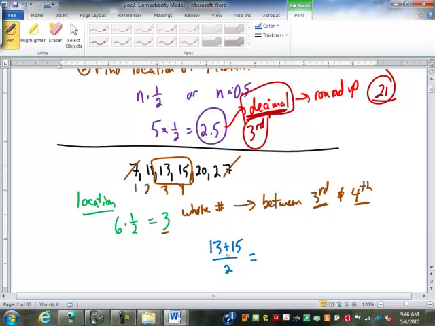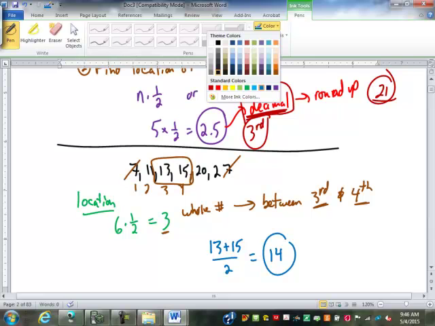Again, before you divide by 2, what do you make sure you do? You hit the equals key. Then you divide by 2. That's going to give you 14. Otherwise, if you just do 13 plus 15 divided by 2 without hitting equals, it divides the 15 by 2 to get 7.5 and adds it to the 13, and there's no way 21 and a half is between 13 and 15. So you have to be careful with that. So that is the median.